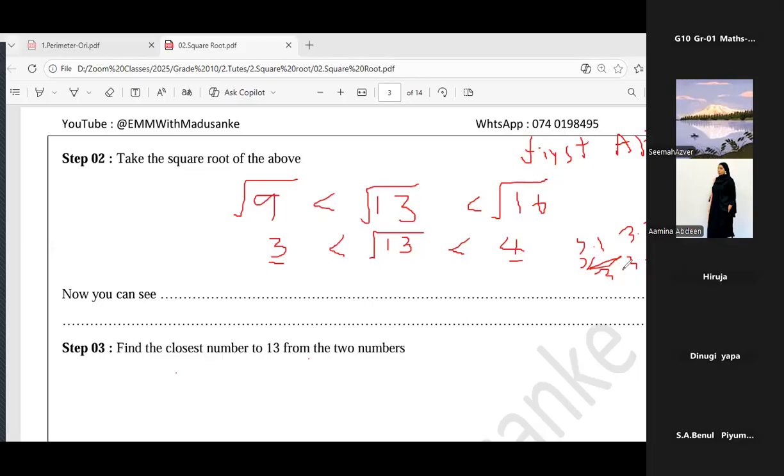Now we are going to find that. So the conclusion that you can get here is the square root of 13 is in between 3 and 4 itself. And this is the conclusion of step number 2. Right? So you can write. Now you can see. I will type it here.